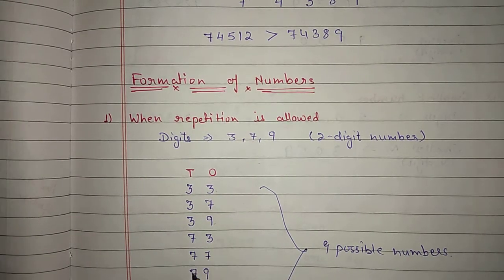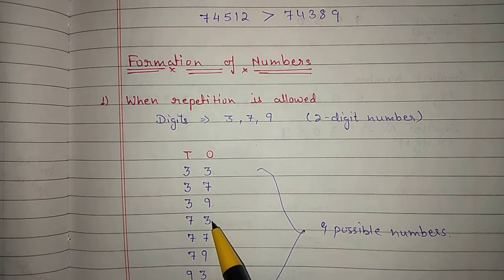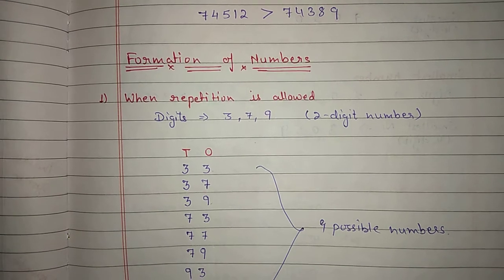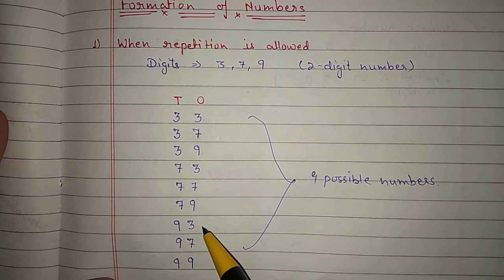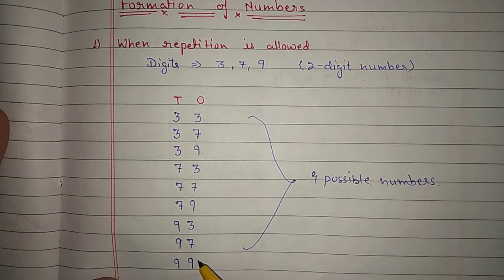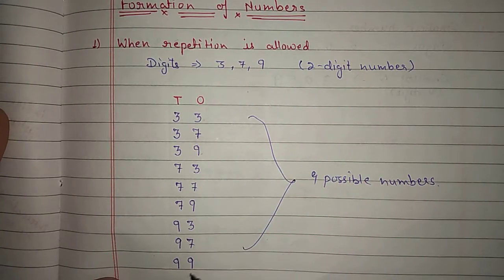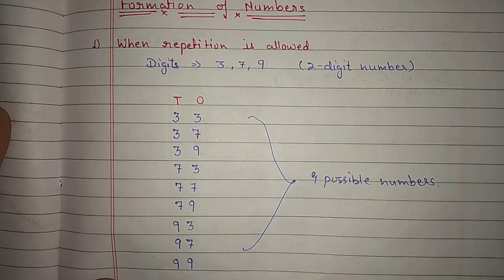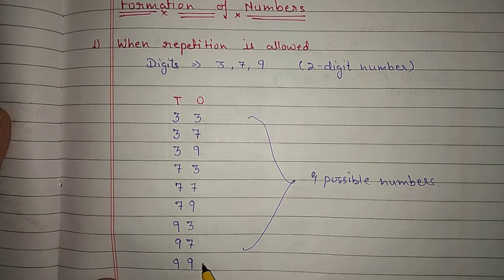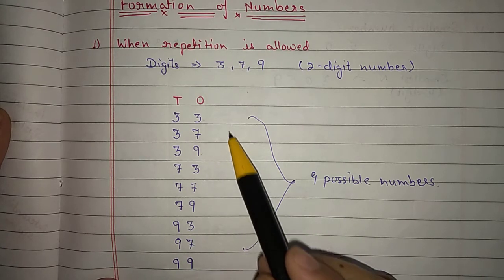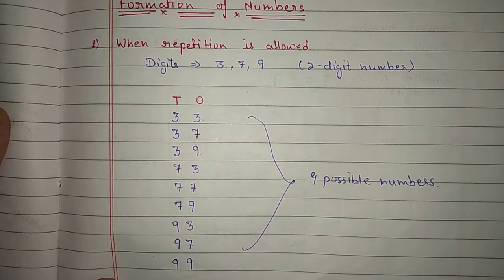If I fill the 10's place with 7, then again to fill the 1's place I have 3 options: 3, 7 and 9. Same thing for 9 also. If the 10's place is filled with 9, then the 1's place I can fill with 3, 7 or 9. Because repetition is allowed, 33, 77 and 99 we can count. But if repetition is not allowed, in that case we will not consider 33, 77 and 99. So in this case, how many possibilities do we have in total? We have a total of 9 possible numbers.